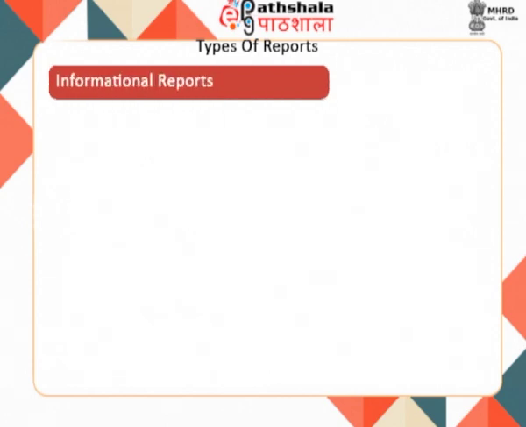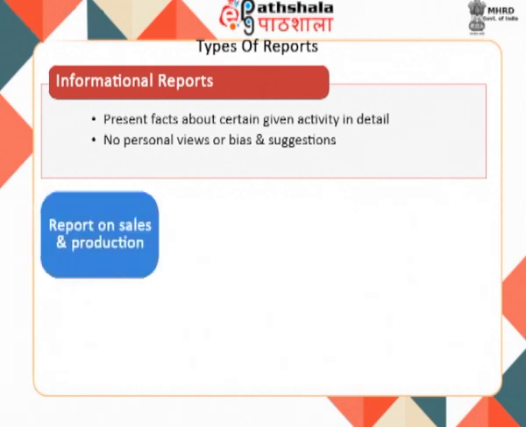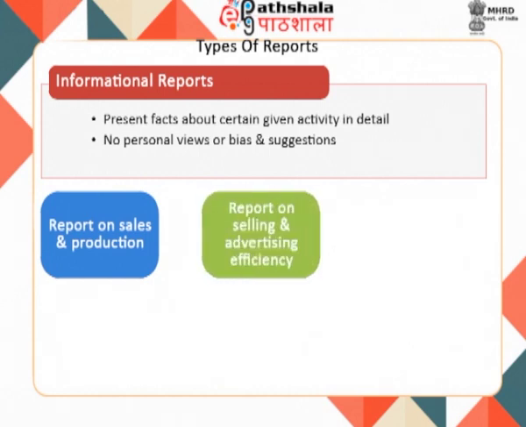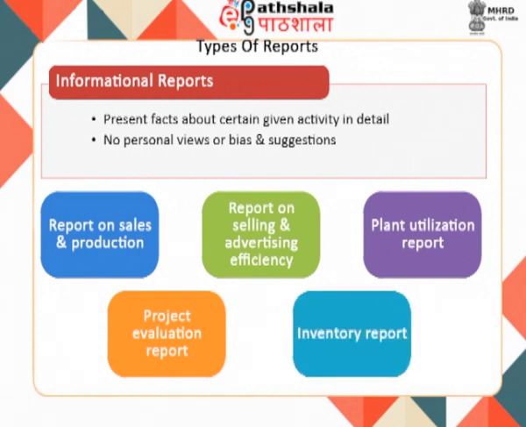Informational reports. These reports present facts about certain given activity in detail without any note or suggestions. Whatever is gathered is reported without giving any personal views or adding bias and suggestions. Examples of some of these reports are report on sales and production, report on selling and advertising efficiency, plant utilization report, project evaluation report, and inventory report.